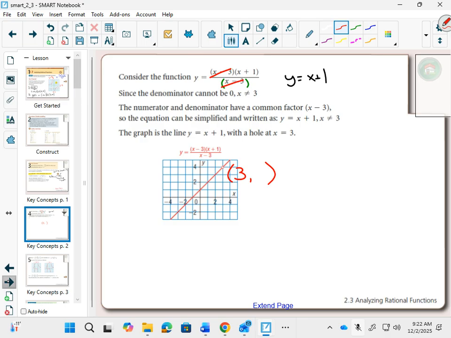So if the non-permissible value simplifies and goes away, it will result in a hole, because the original equation still had a non-permissible value. Even if you simplify it, that doesn't make that non-permissible value go away later on. Does that make sense? To find the coordinates, you say, well, if x plus 1 didn't have a hole, I would have the point 3, comma, I plug in 3, be 3, comma 4.